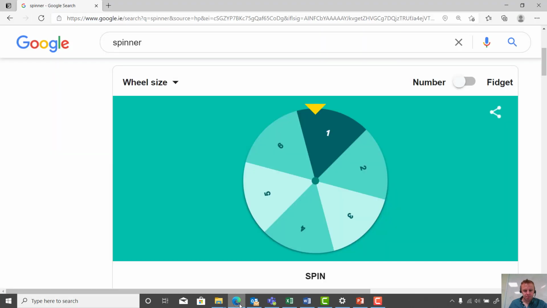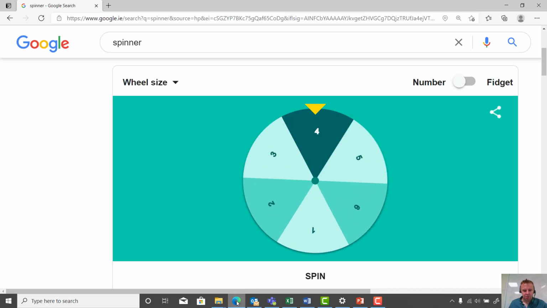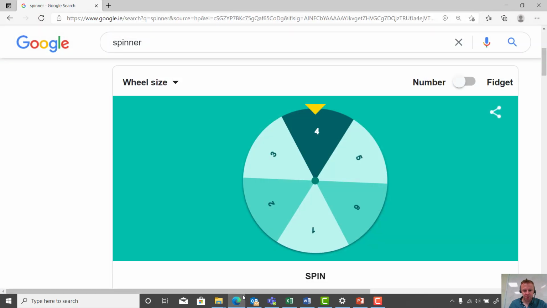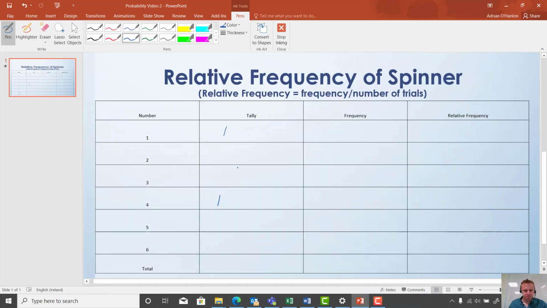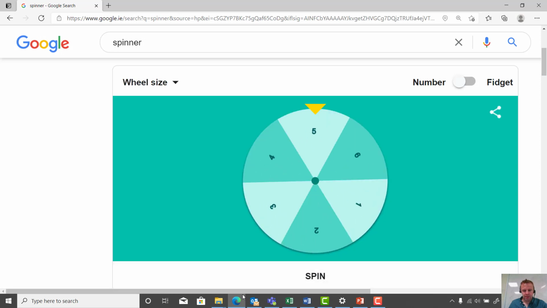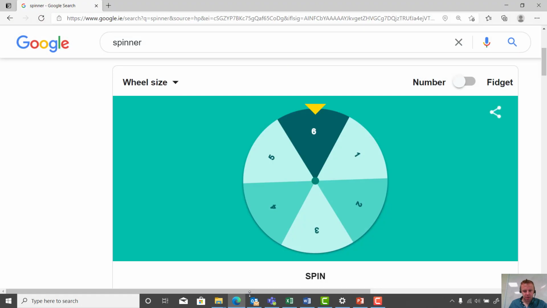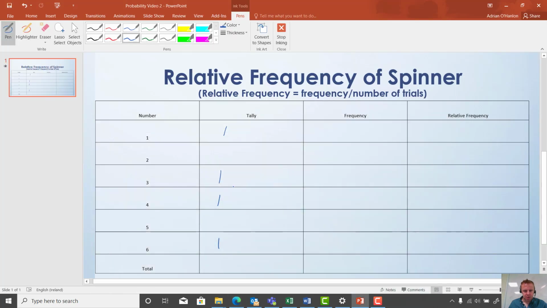Okay, spin again. Now I have a 4. I had a 4 there. That's 2 we've done so far. A 3. A 6. That's our second 3 we've got. So 1, 3, 4, 5, we're halfway there.